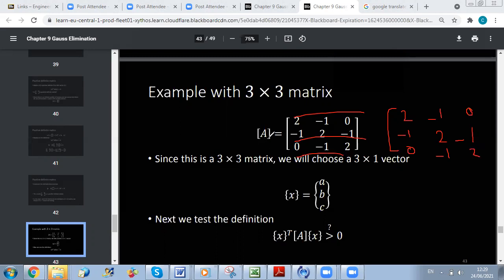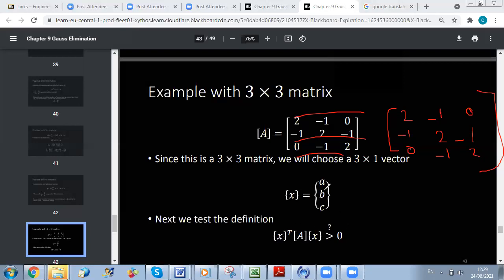So the matrix A is equal to its transpose, and the number of rows is equal to the number of columns. It's a square matrix, so it's a symmetric matrix. Okay, so the first condition is satisfied. The second condition to check is that for any vector x different than 0, 0, 0, x transpose times A times x is positive.